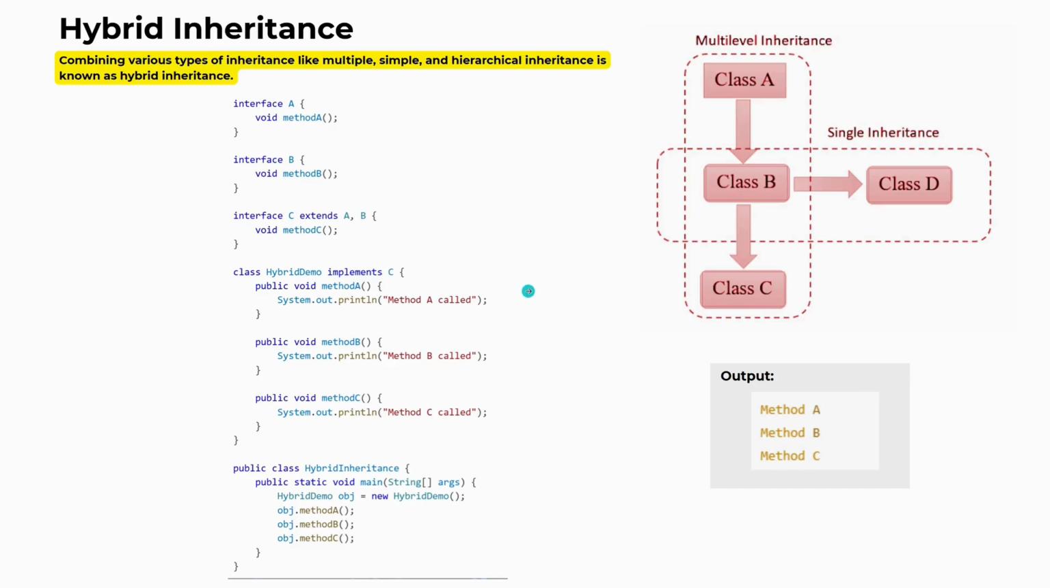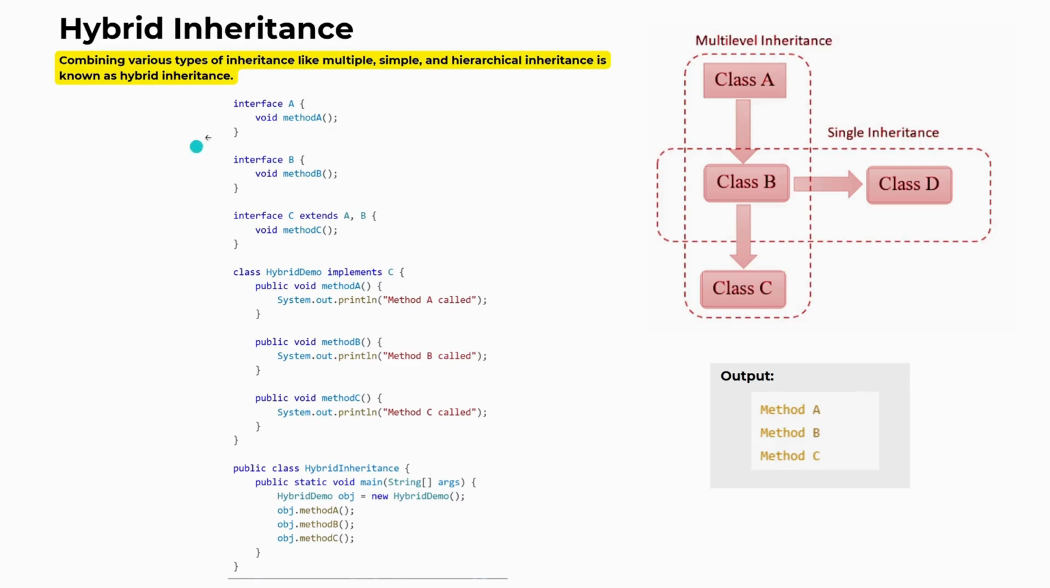Combining various types of inheritance like multiple, single and hierarchical. So in this code also we have mixed single inheritance code and multilevel inheritance code. So suppose there are three interfaces A, B and C and interface C extends interface A and interface B. Now let's make a class HybridDemo that implements C, because C has extended A and B, so if we directly call C, then we can use all these methods also, A, B and C.